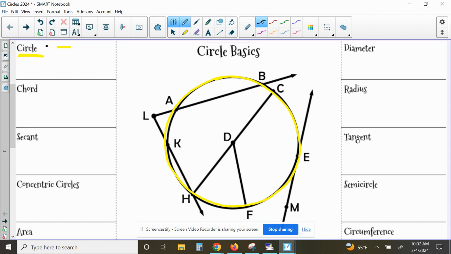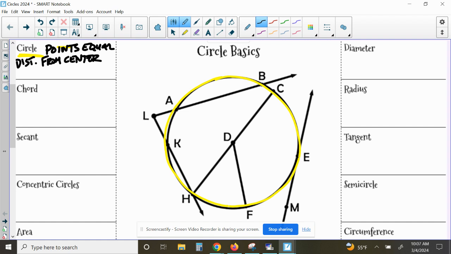So these are points equal distance from center. All the points are equally distant from the center. And that's why you can draw it using a compass, because you stab it in the middle, you have the same distance, and you swing it around, it stays that same distance all the way around. So those are all the points equal distance from the center.